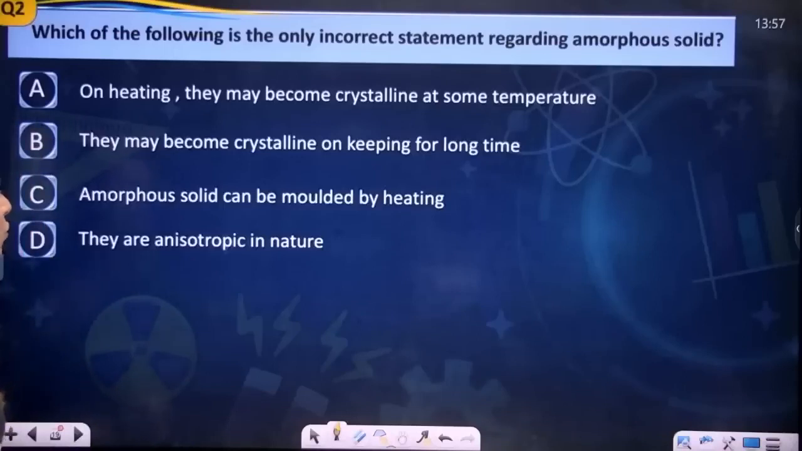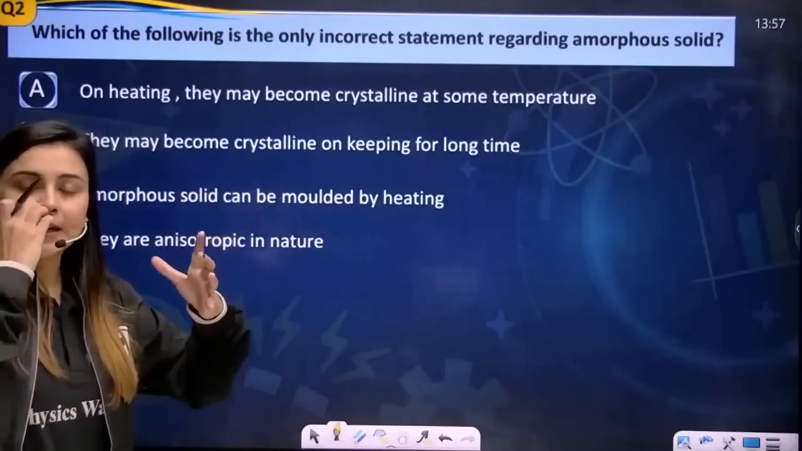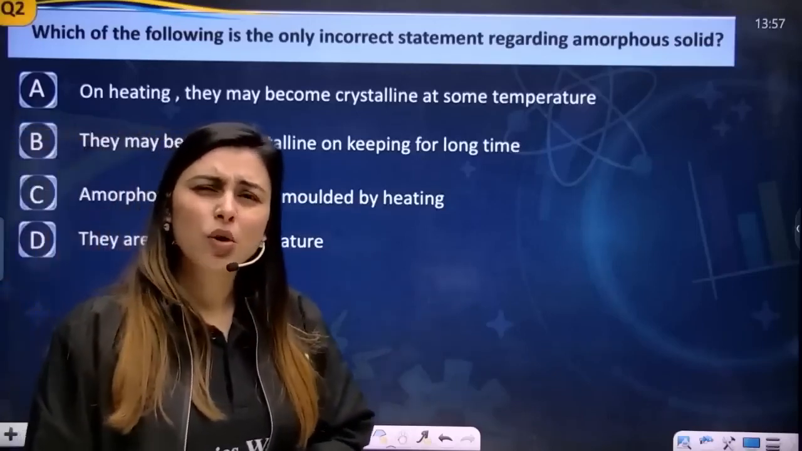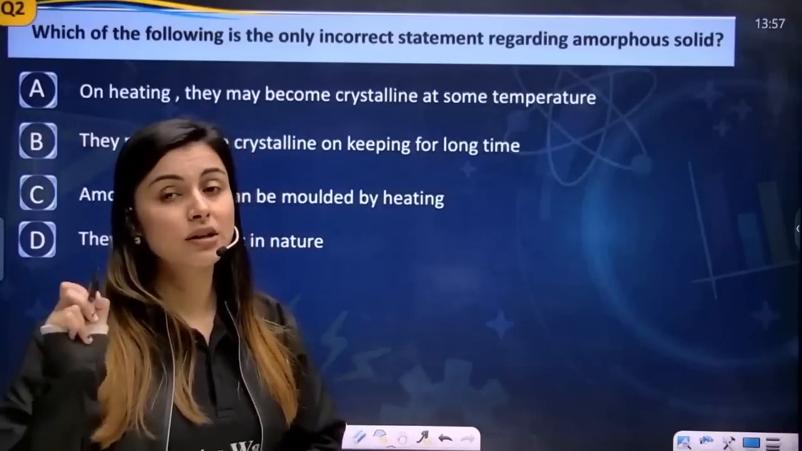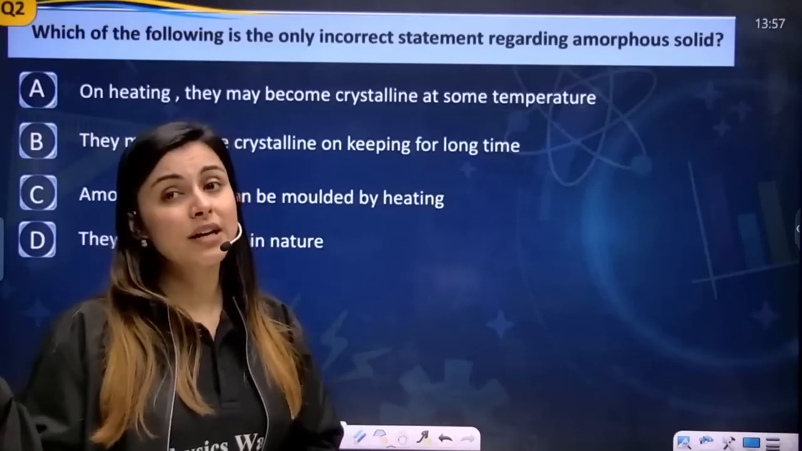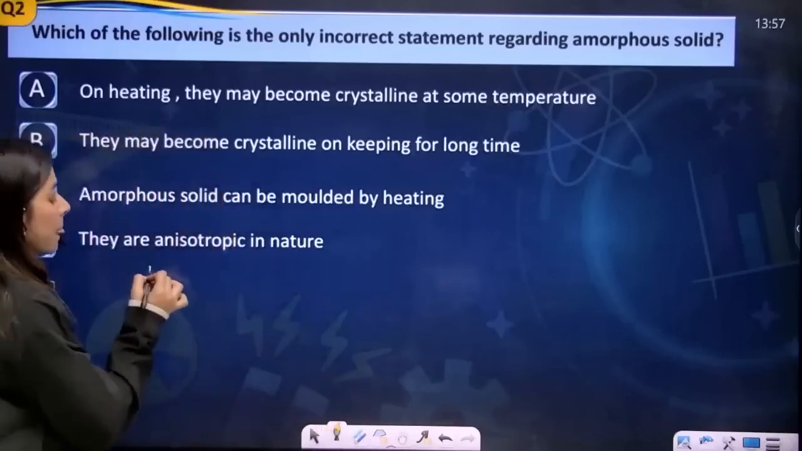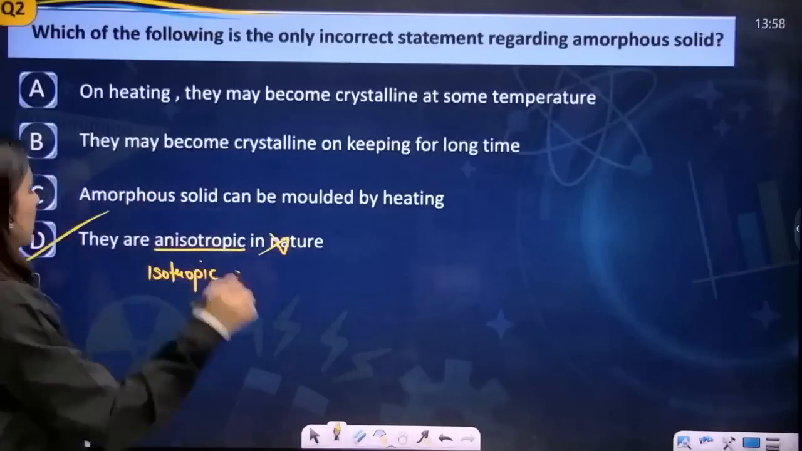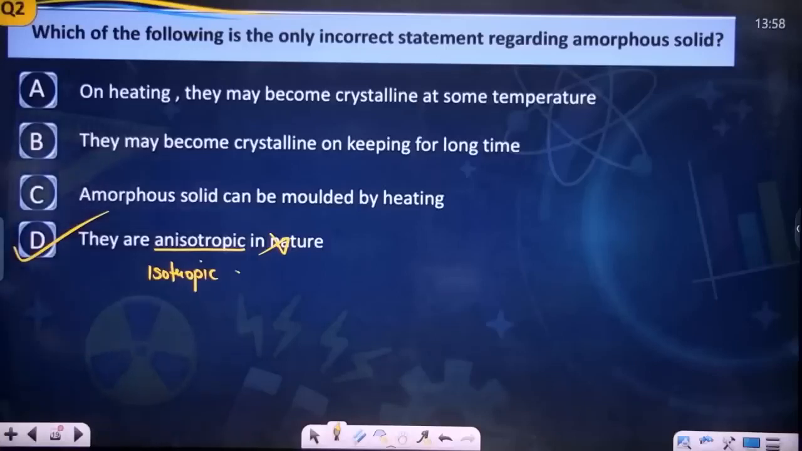Amorphous solid can be molded by heating. Yes, you can melt them, and then you can mold them in any form you want. That is also true. Last is, they are anisotropic in nature. If it is amorphous, it means the arrangement is not ordered. If the arrangement is not ordered, we are talking about a crowded area, and in a crowded area the atmosphere is the same in all directions, so the value should be the same, and it should be isotropic in nature and not anisotropic. So this is a wrong statement. Option D will be your correct answer. This is how you will be solving these types of questions. Perfect. I hope you're clear. Pause the video, write it, and then we'll move forward.